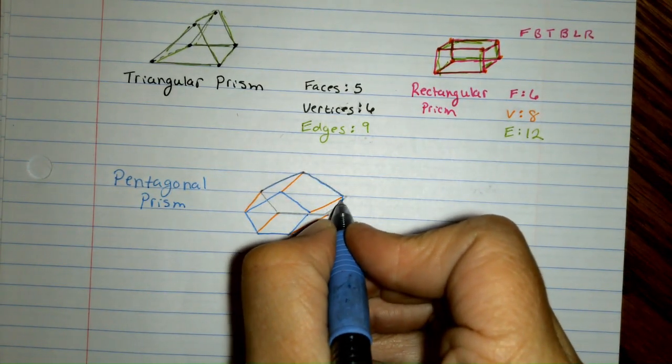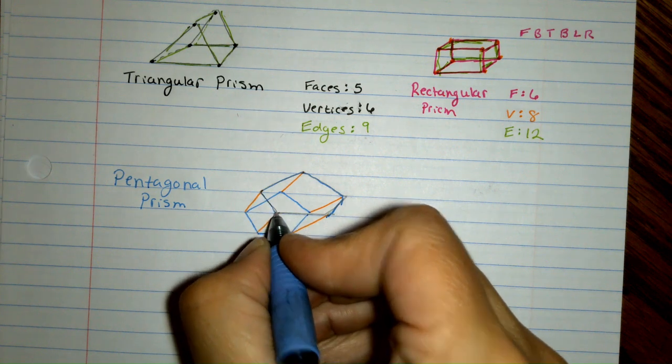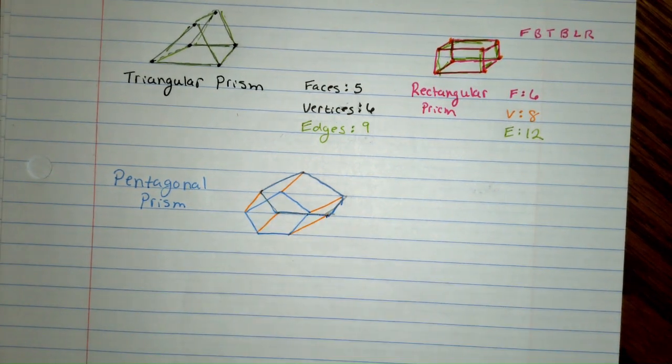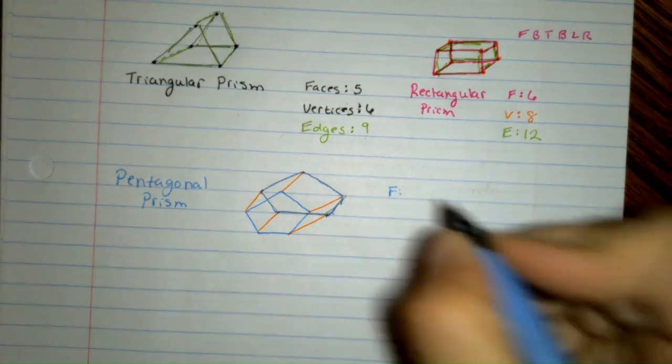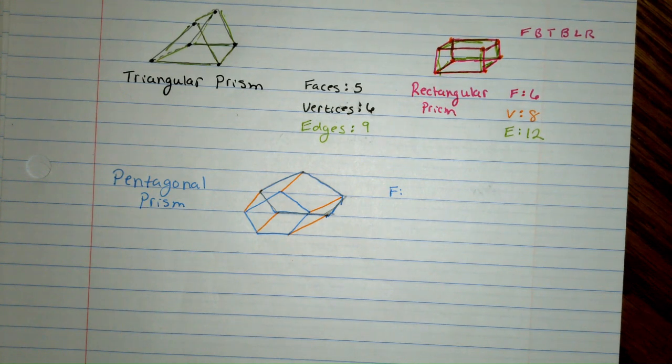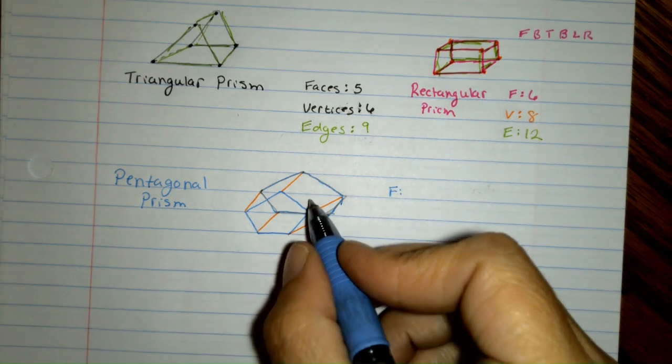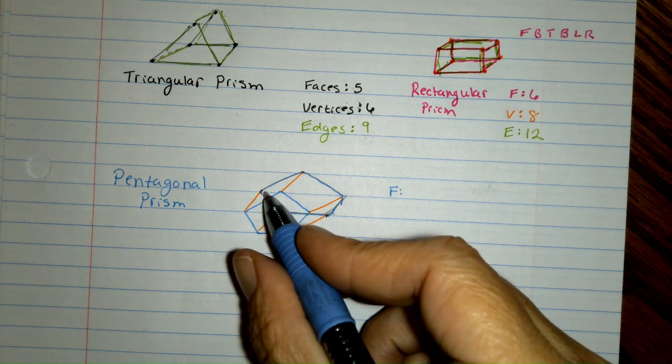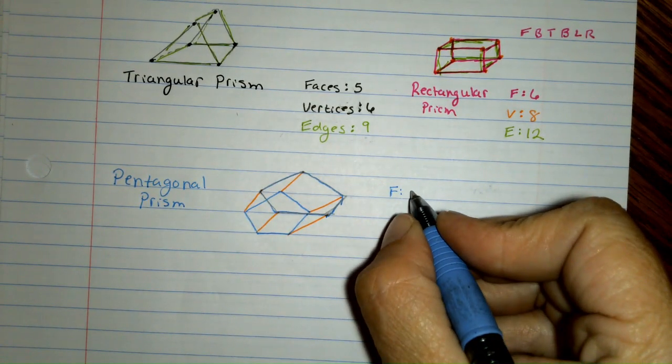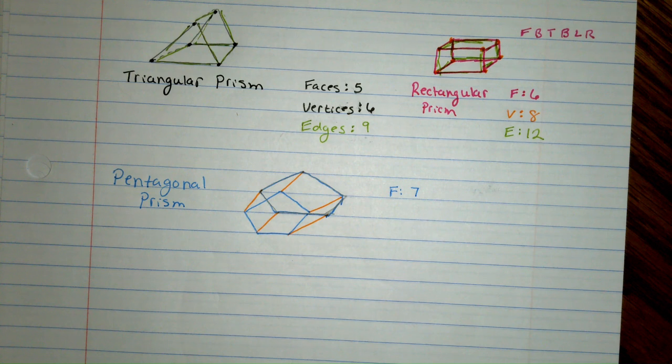She got really wonky. This is why I don't freehand on my good notes. I will show you my good notes here in a second. Okay. So for faces, we have the front and the back. And then we have the 5 little fillers around the edge, 1, 2, 3, 4, 5, right? So that would be 7 faces.